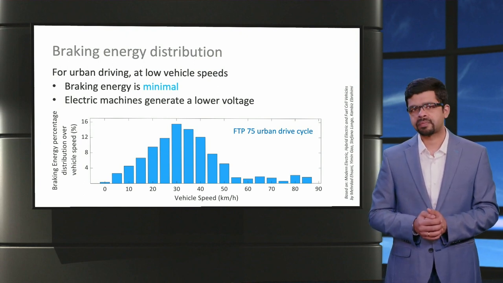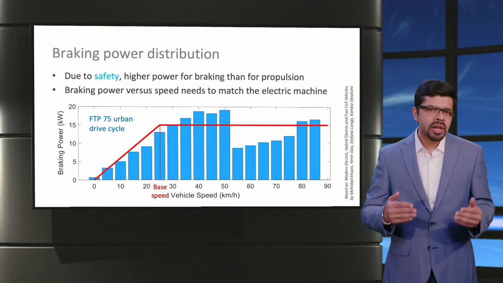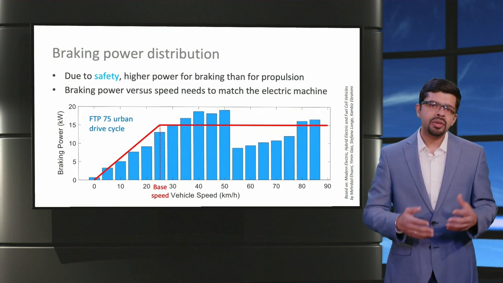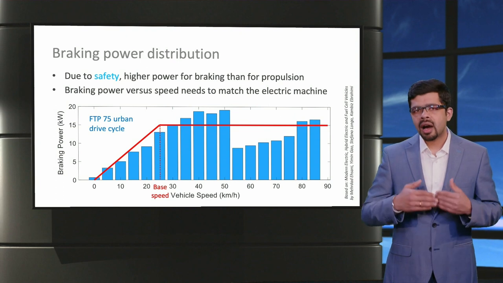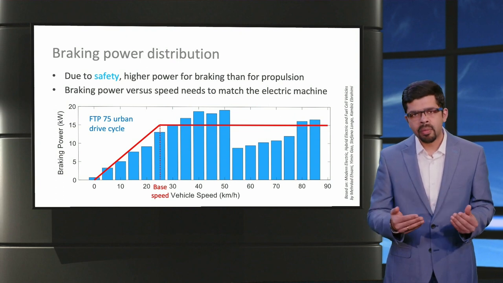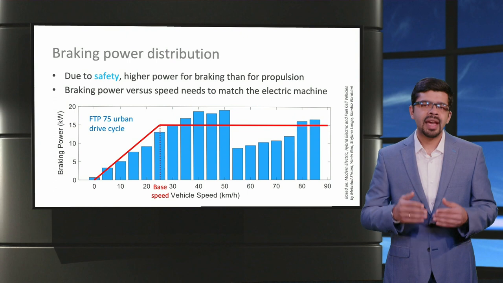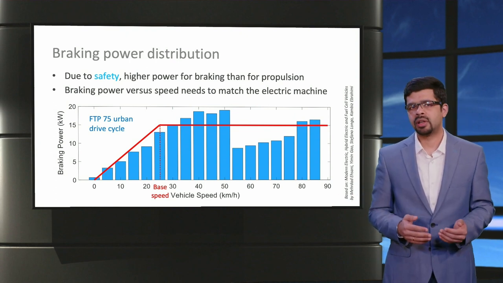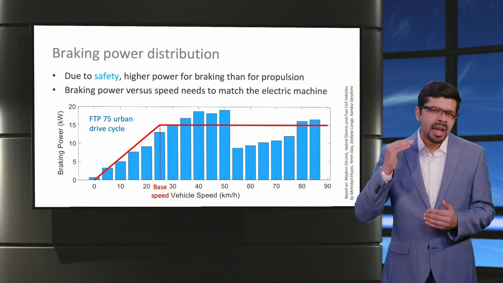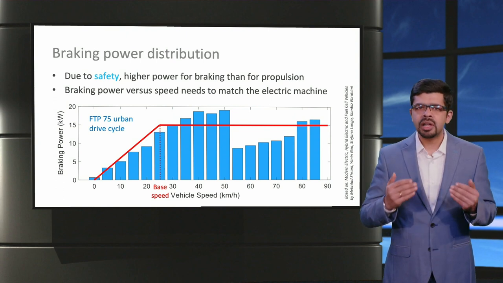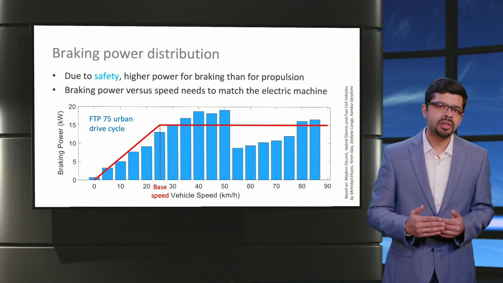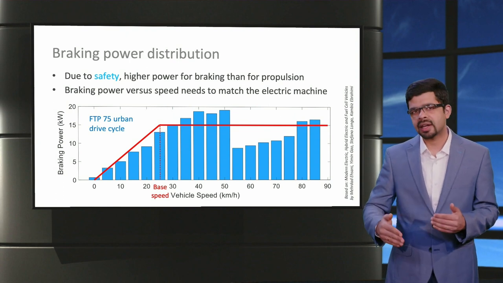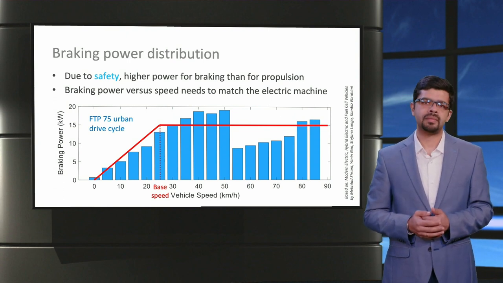If you look at the braking power required, due to safety considerations, a car is expected to be able to stop in a much shorter time than it is expected to go from 0 to 100 kilometers per hour, for example. In other words, the maximum braking power is usually much larger than the maximum power the vehicle can produce for vehicle acceleration and propulsion.